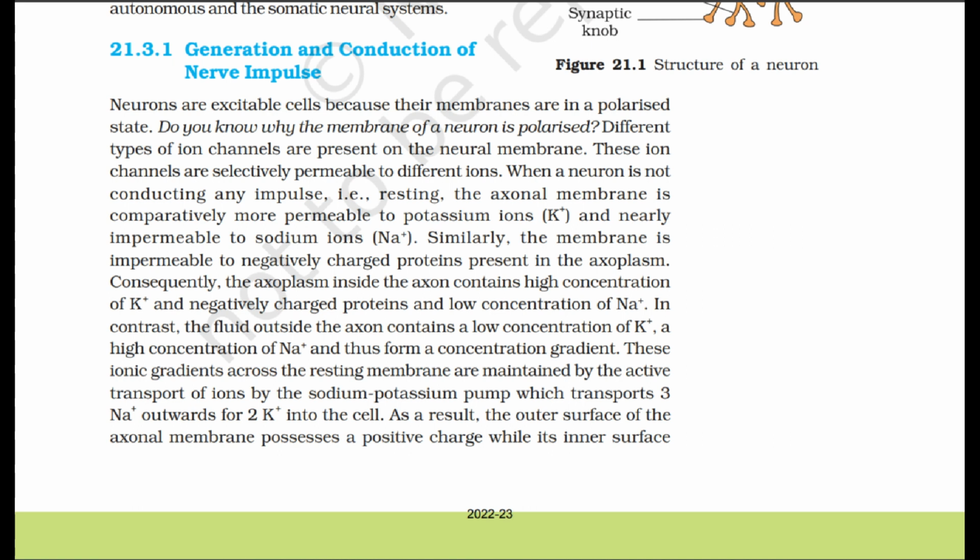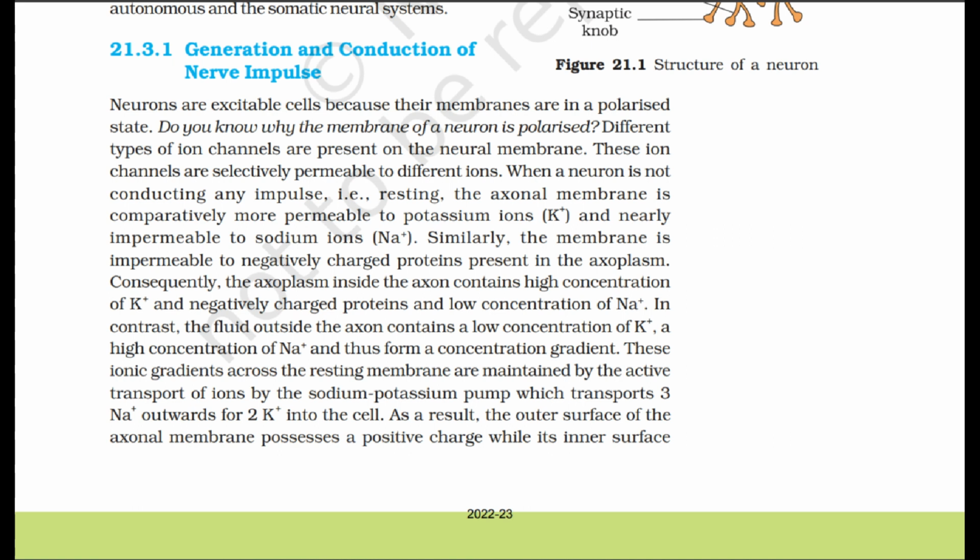In contrast, the fluid outside the axon contains a low concentration of K+ ions and a high concentration of Na+ ions, and thus forms a concentration gradient. These ionic gradients across the resting membrane are maintained by the active transport of ions by the sodium-potassium pump, which transports 3 Na+ ions outwards for 2 K+ ions into the cell.